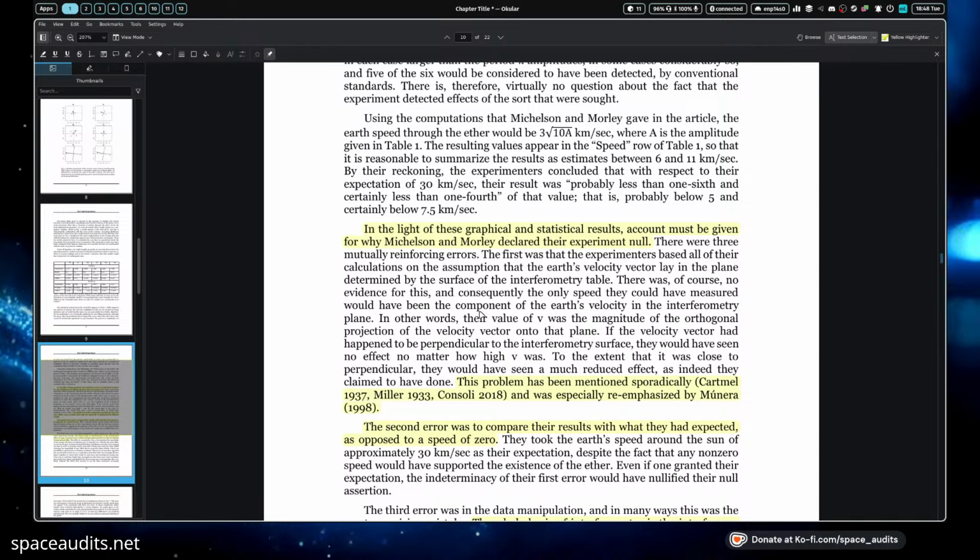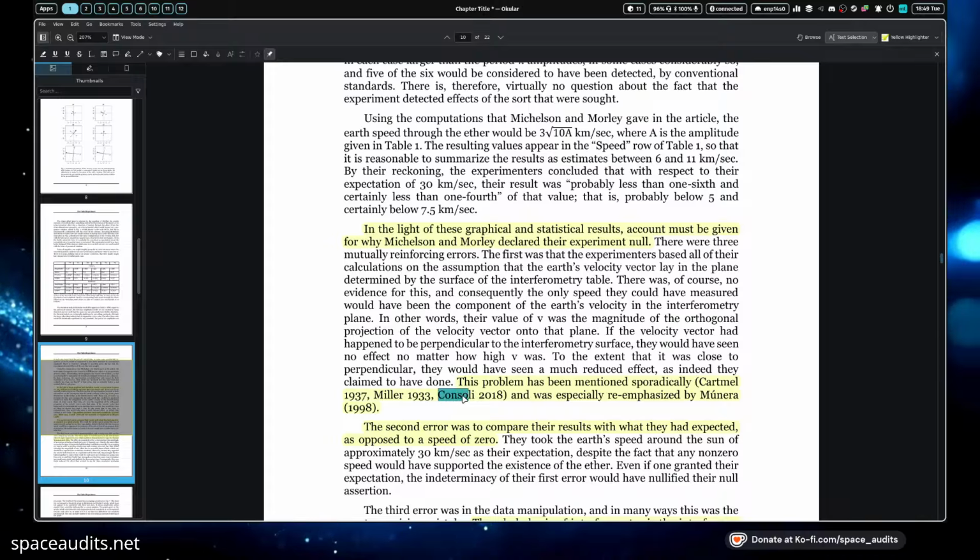But yeah, he could have verified how this magnitude of angle offset would affect everything. Is that just too much geometry for this guy or something? I don't know, man. Dude, you would think he'd be super into it. If the velocity vector had happened to be perpendicular, they wouldn't have predicted anything. To the extent that it was close to perpendicular, they would have seen a reduced effect, as indeed they have claimed to have done. This problem is mentioned sporadically through Cartmill in 1937, Miller in 33, Consoli in 1928.